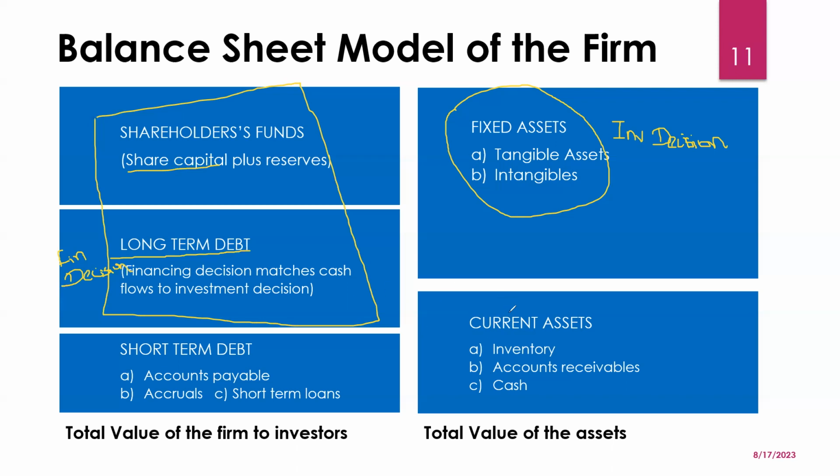And how we are going to manage the short term debt and equity, or debt and assets, is called working capital decisions. So that working capital decision can be identified by using the short term debt and current assets. That is working capital.